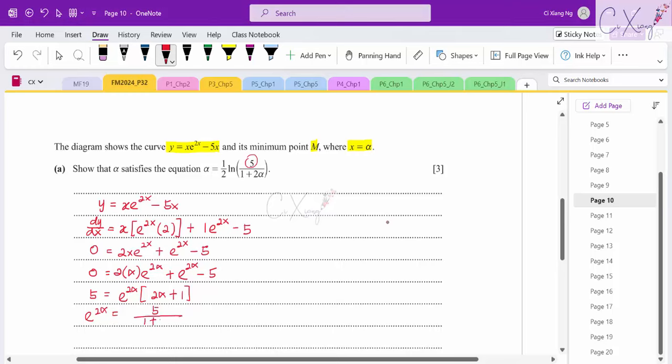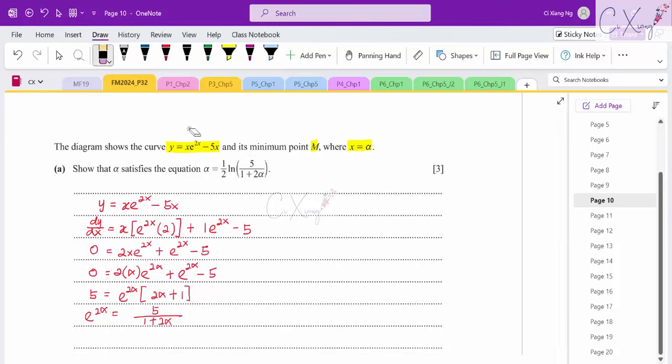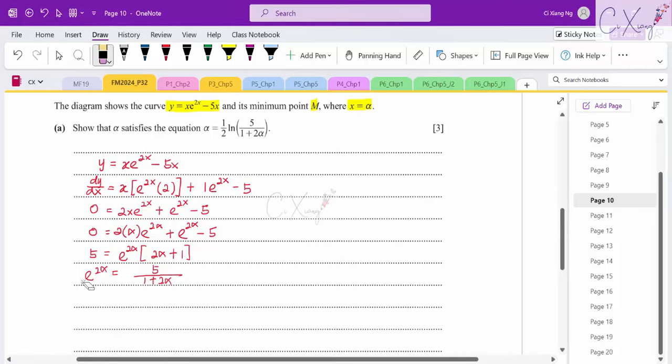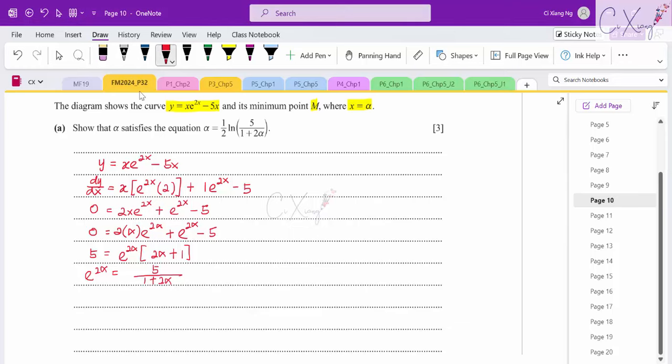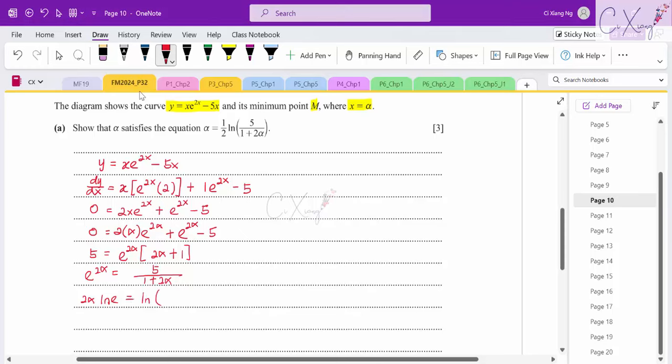From here, we can see very clearly that we already have the fraction inside the ln. So that means our direction is correct. Then to make the e disappear, we need to take ln on both sides. So I have 2 alpha ln e equals ln of 5 over 1 plus 2 alpha. You need to know that ln e equals 1. This is something basic that you need to know.